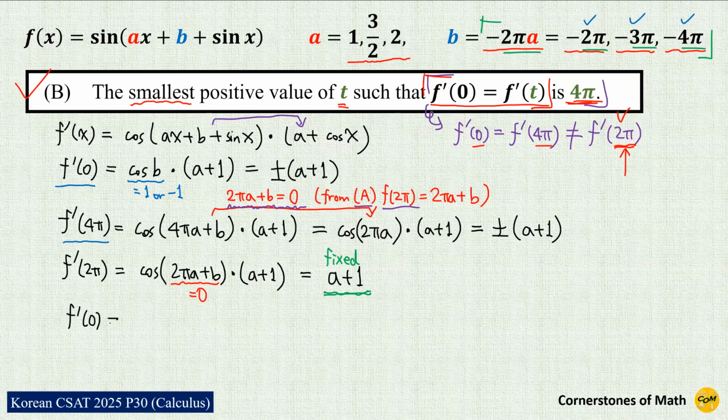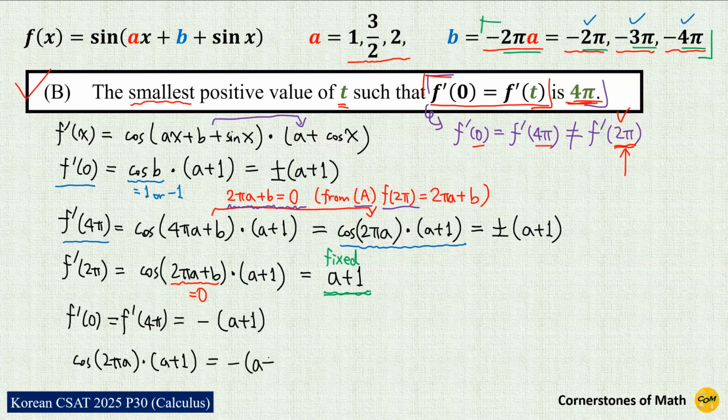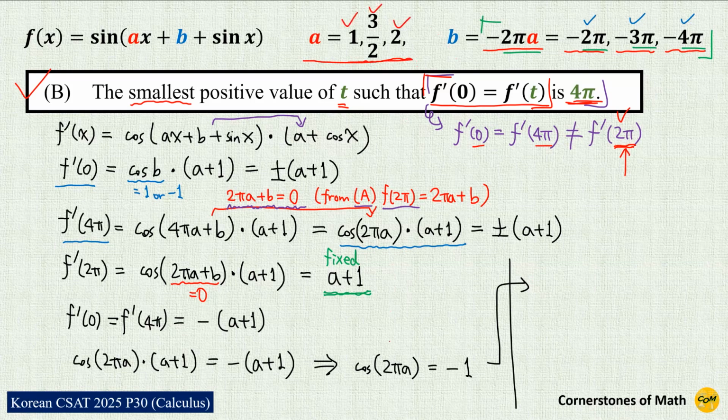Since f prime 0 and f prime 4 pi must have a value different from f prime 2 pi, it follows that f prime 0 and f prime 4 pi must have a value of negative (a plus 1), not the positive value. Therefore, from this expression for f prime 4 pi, we know that cosine(2 pi a) times (a plus 1) is equal to negative (a plus 1), meaning that cosine 2 pi a equals negative 1. Among these three candidates, the only candidate that satisfies this equation is a equals 3 over 2, which gives b equals negative 3 pi.